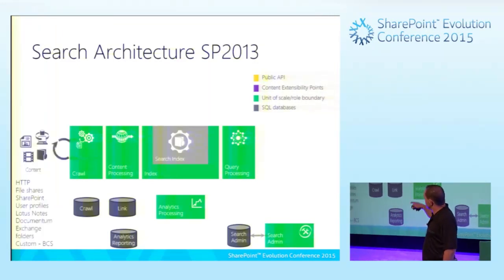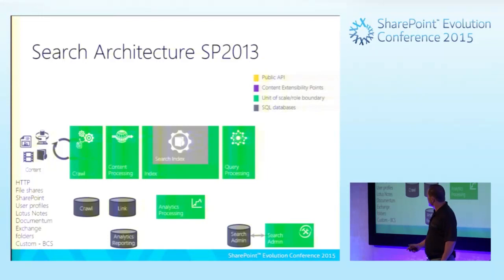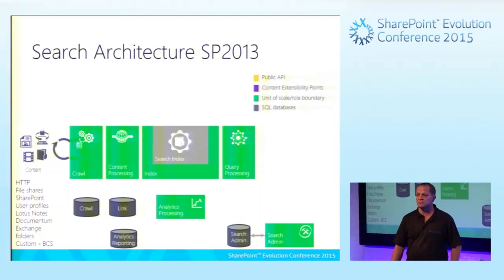On the left-hand side, you're going to see what type of content we're going to be able to crawl. Just some basics, obviously HTTP, file shares, SharePoint locations, user profiles, out-of-the-box Lotus Notes, Documentum. You'll notice Exchange is there as well. I don't know how many people know Exchange 2013 uses SharePoint search, actually, for its search. You've also got custom folders or even BCS.